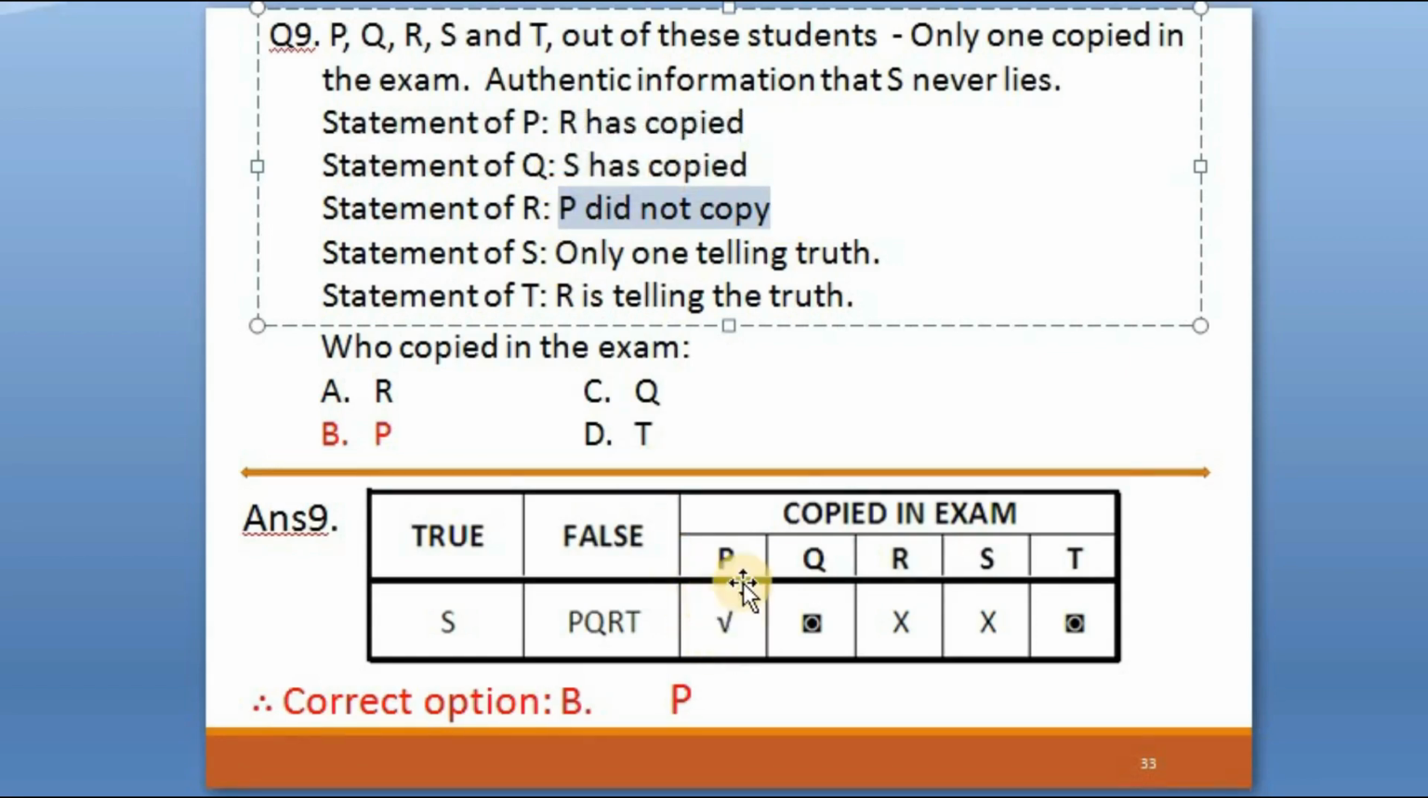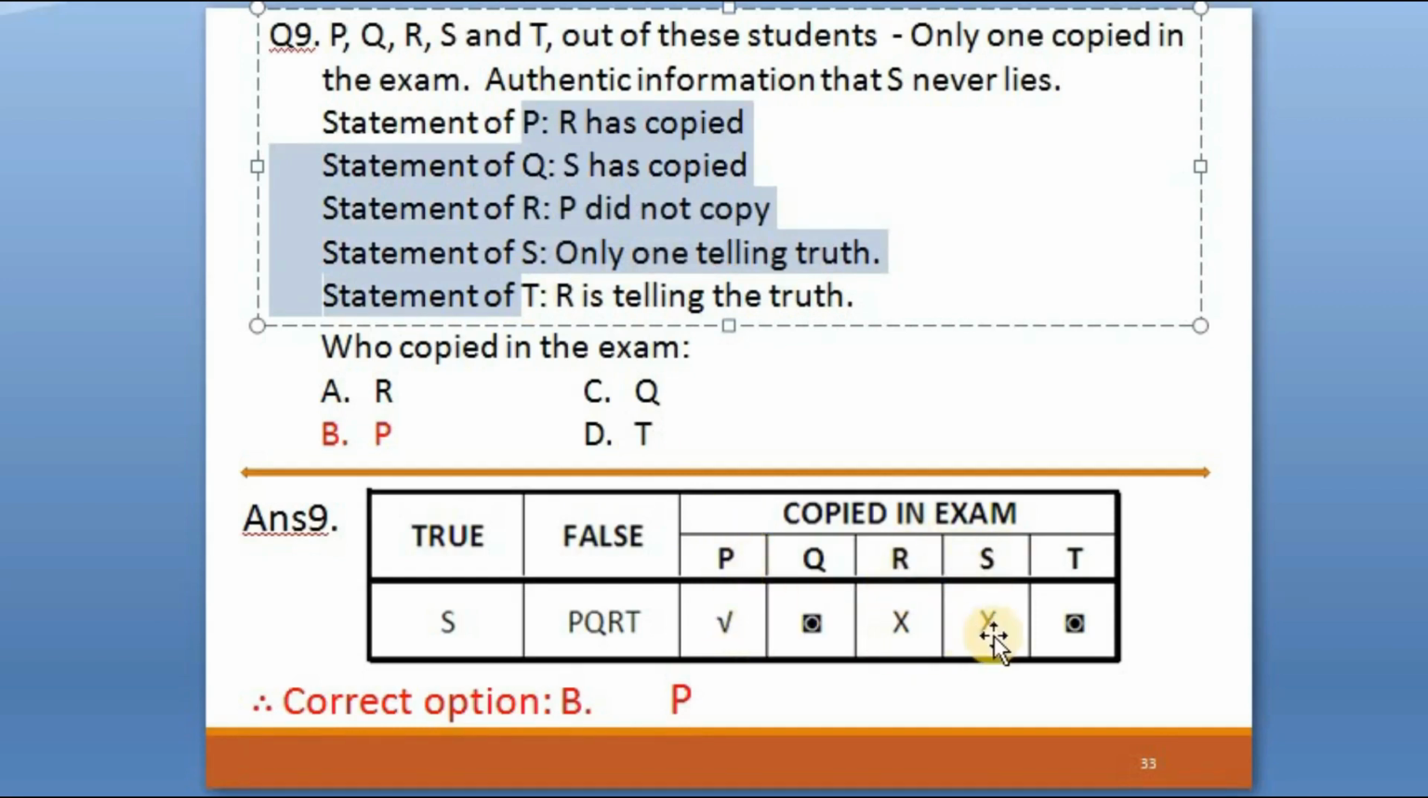Again, statement of S we have taken into account. Now statement of T, R is telling the truth. So since T is telling the lie, so again R is not telling the truth. So from the statements of these 5 persons, we get the clue that P can be the suspect and R and S are not the suspect, or they have not copied.